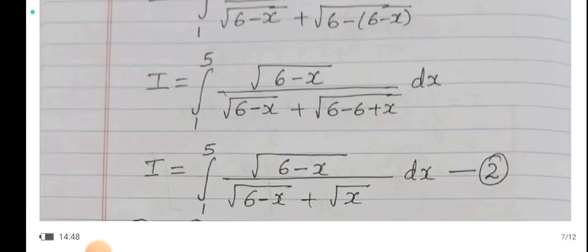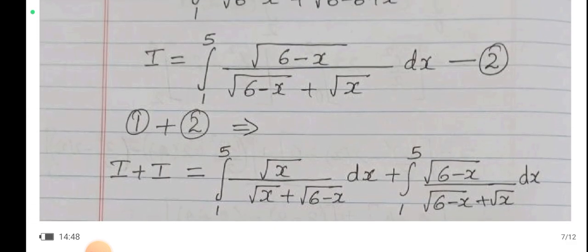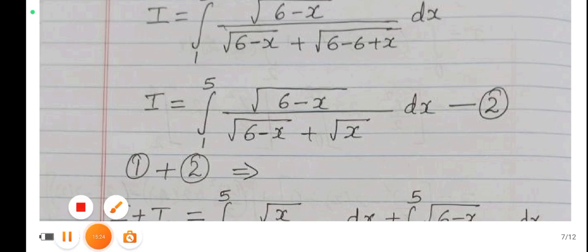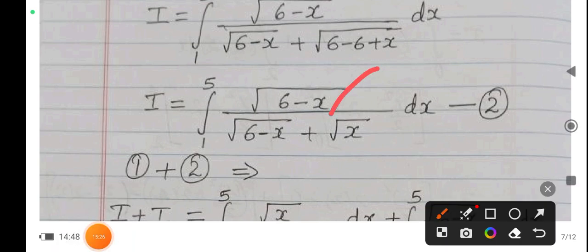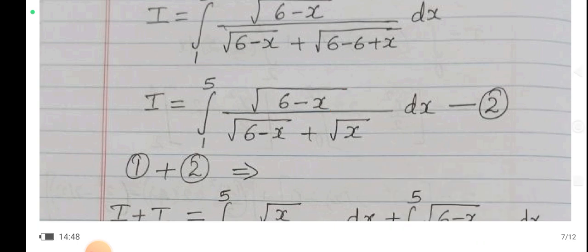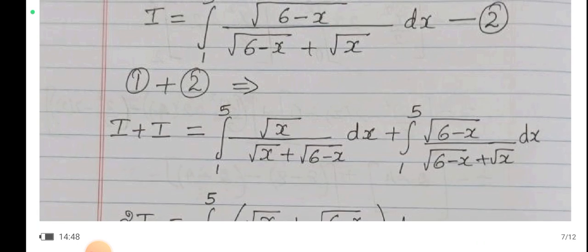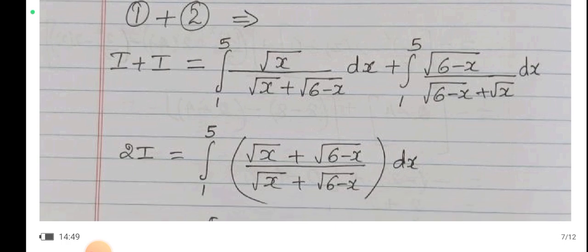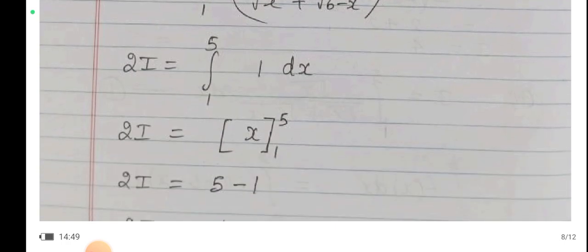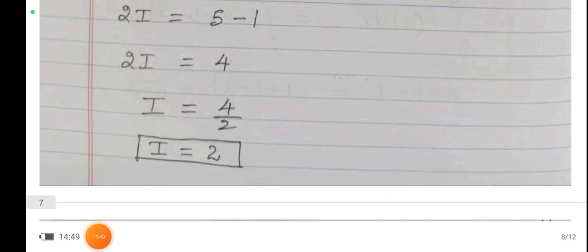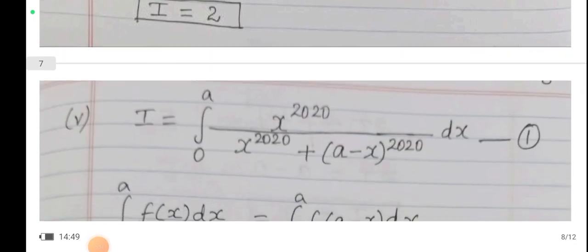But in this sum, can you integrate directly after applying the property? Can you integrate root 6 minus x plus root x over root 6 minus x plus root x? The answer is no. Then you add. So just applying the property doesn't mean you can always integrate directly; sometimes we can, like in that sum. But here no, so we add, and we get 1, and we got the answer 2I. So I equals 4 by 2. Remember, some people won't write the left hand side I, so it will be challenging for us.